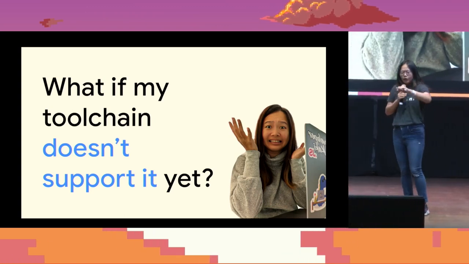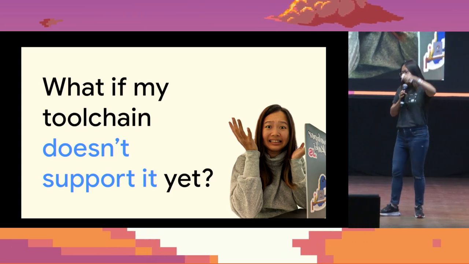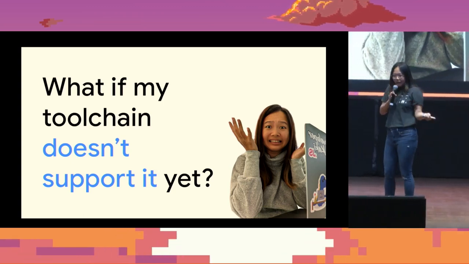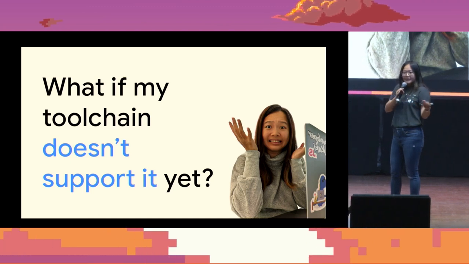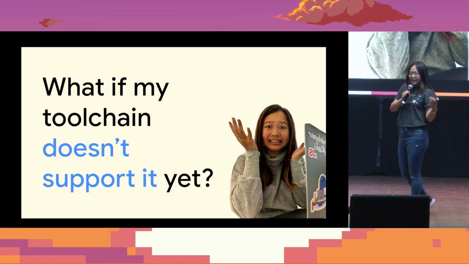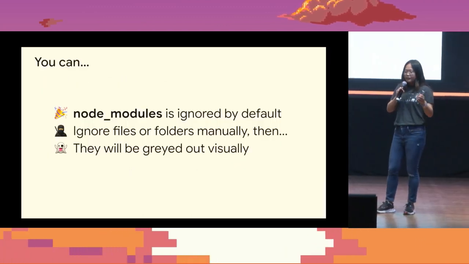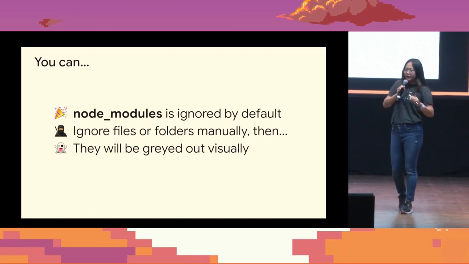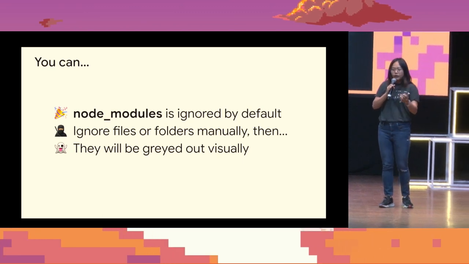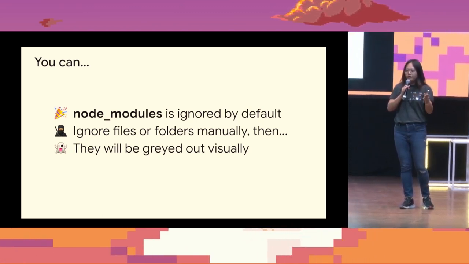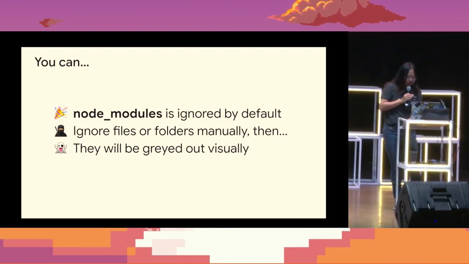Okay, next. Who is using React here? React users? Okay. So just now in my slides, I did not mention React. So what if my toolchain, if you are using React, doesn't support the ignore list yet? How can you do it? You can do nothing. By default, DevTools now also hides the node modules. And then you also have an option to hide files or folders manually, and they will be grayed out visually. Let me show you what I mean.